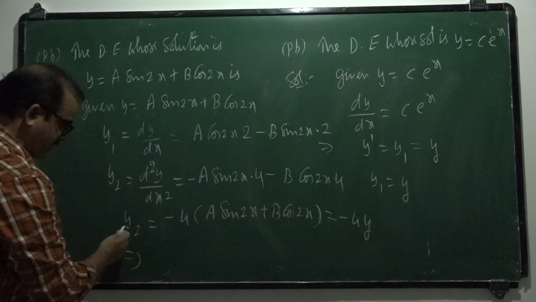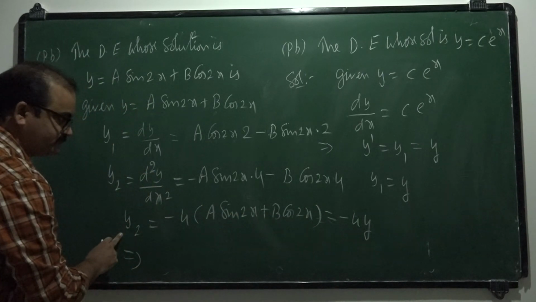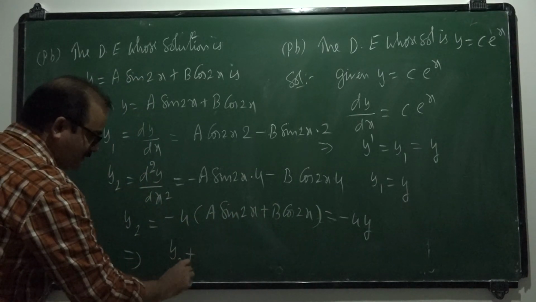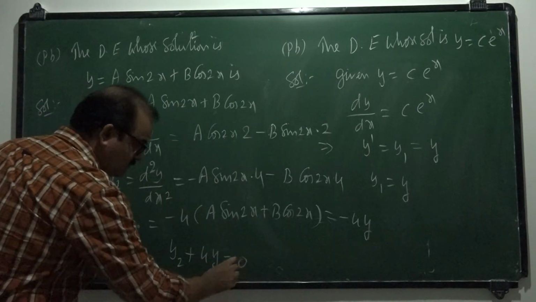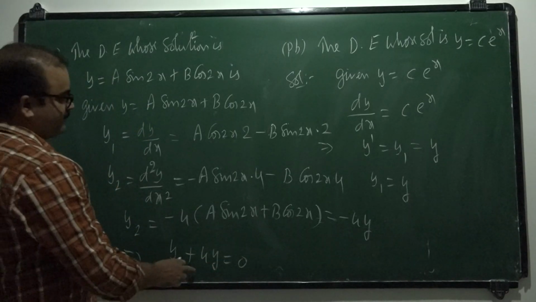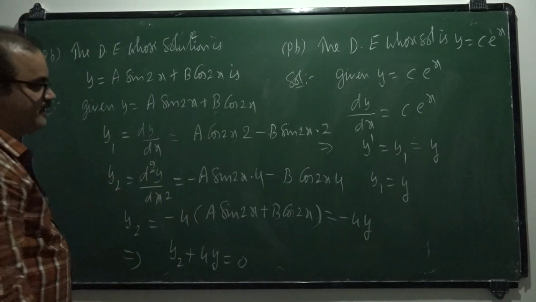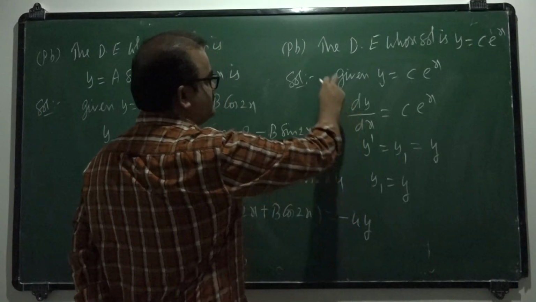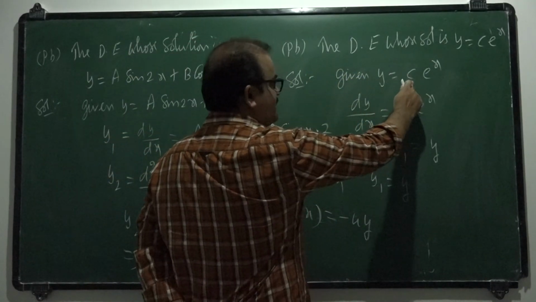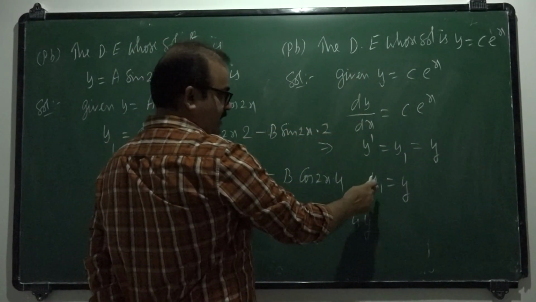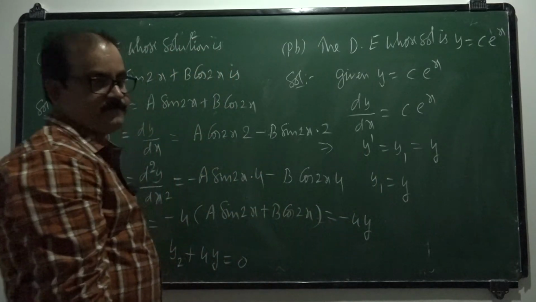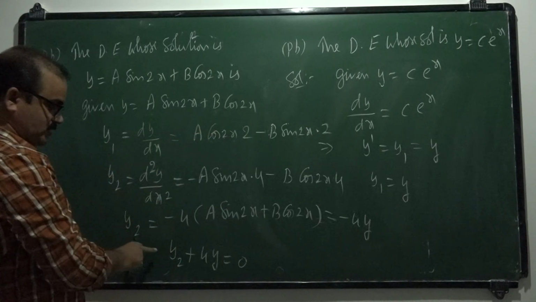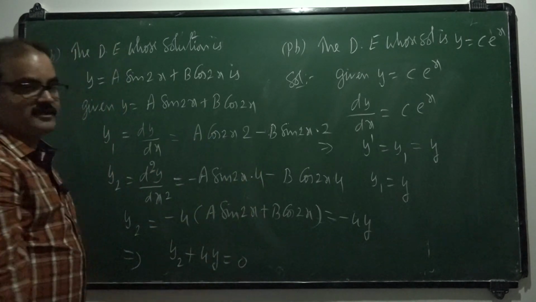Take that minus 4y to left hand side. It becomes y2 plus 4y is equal to 0. So the constants a and b are eliminated. See the difference between these two problems. This equation contains only one constant. So we have to differentiate only one time. Here this equation contains two constants. So differentiate two times and eliminate the constants.